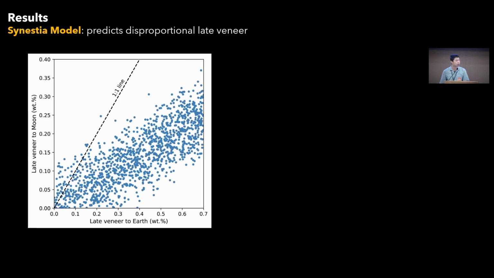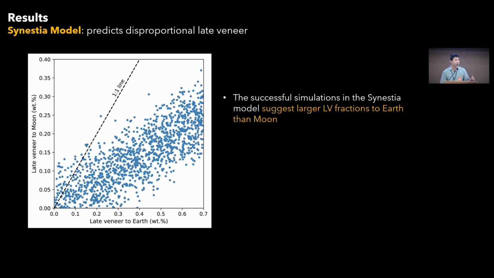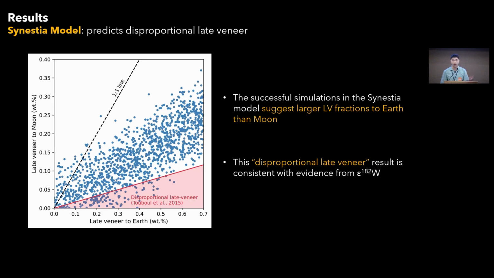Furthermore, our model can also constrain the disproportional late veneer, which is very interesting. When you plot our successful modeling for the late veneer to the Earth on the x-axis versus the late veneer to the moon on the y-axis, most of the models fall below the 1-to-1 line. This means there has to be a larger late veneer fraction for the Earth compared to the moon, which is consistent with the fact that the Earth has a larger gravity pull, and also consistent with some isotopic evidence, such as the tungsten isotopes.